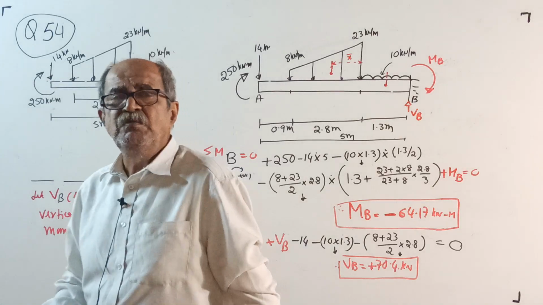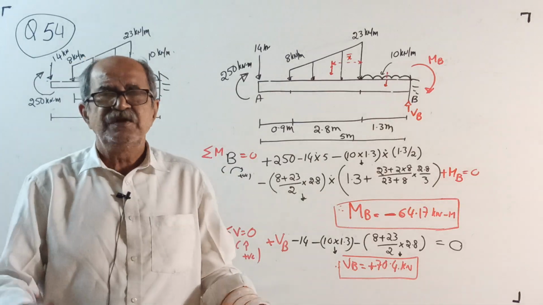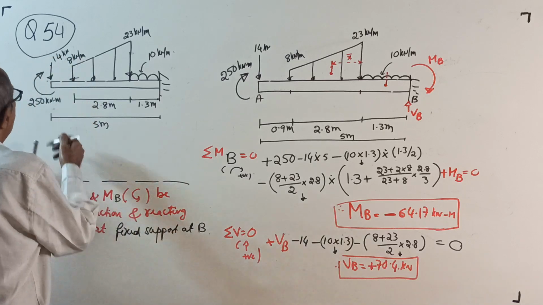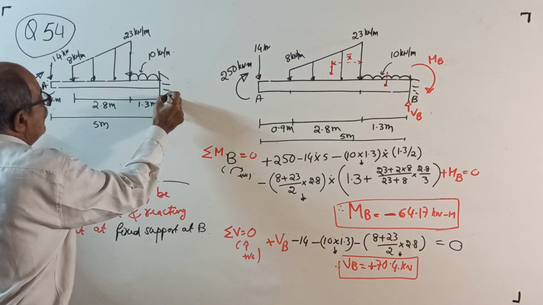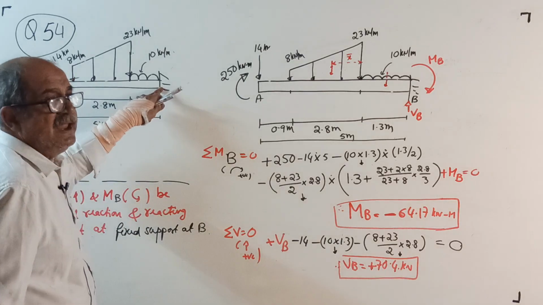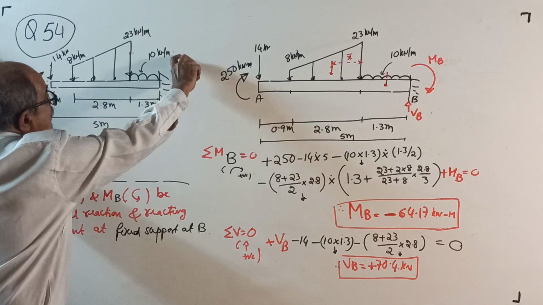Question number 54. I won't give it in words. Take the question. Find the reaction. This is A and that is B. Okay, now the usual statement: fixed end at B, so VB upwards, MB clockwise.